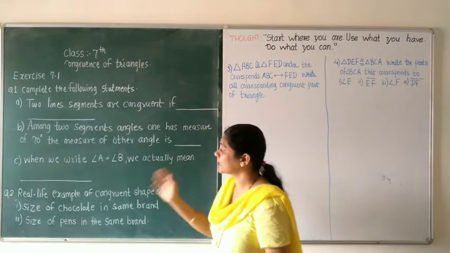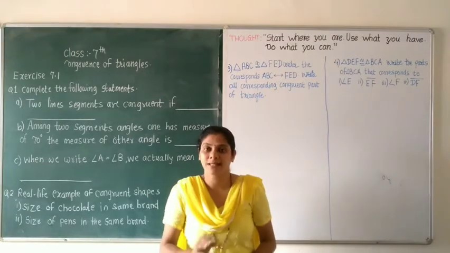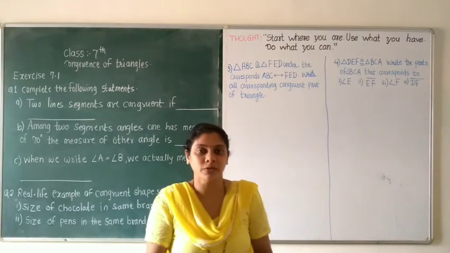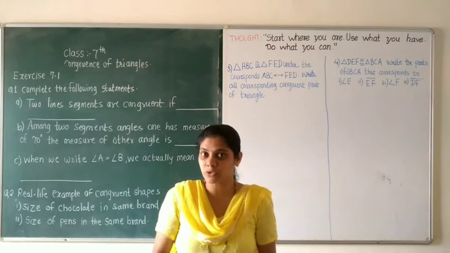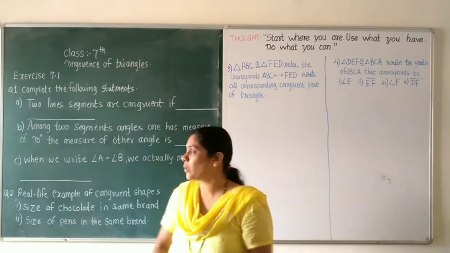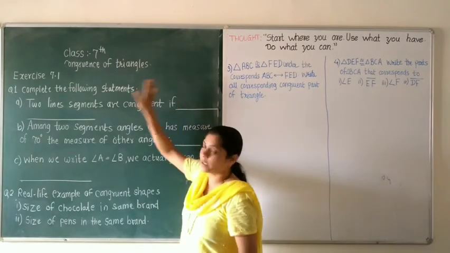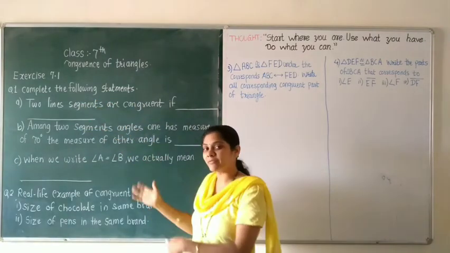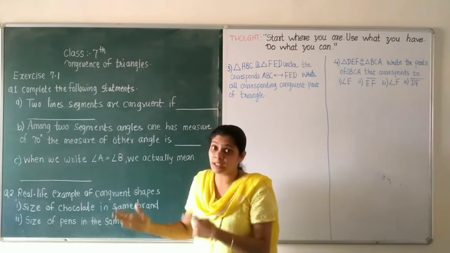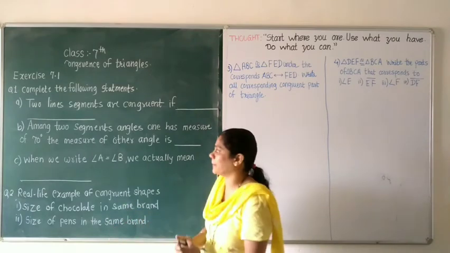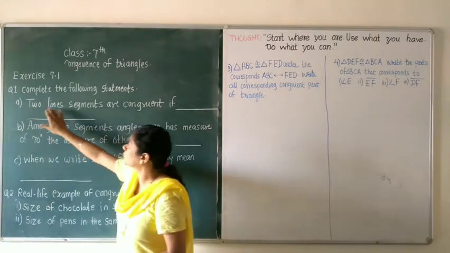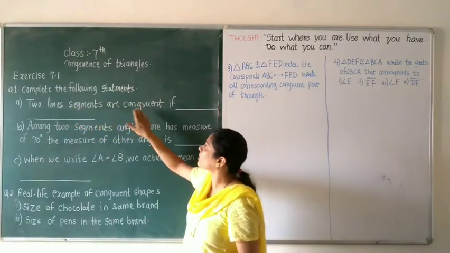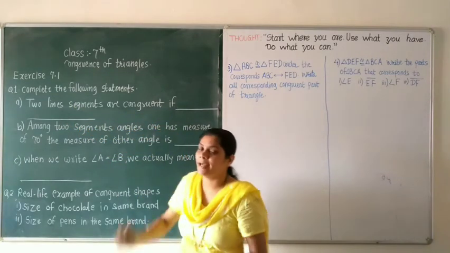7.1. So there are four questions asked in exercise 7.1, and all the questions we are going to solve in this session only. So exercise 7.1, question number 1. Complete the following statements. Here are some fill in the blanks which are very important from the point of view of our exam.